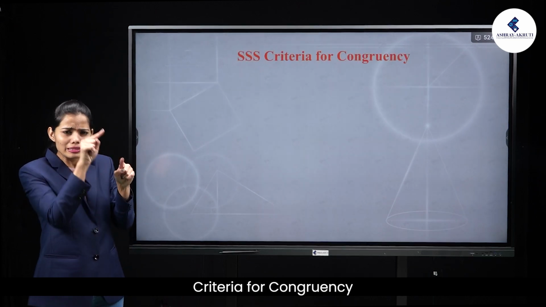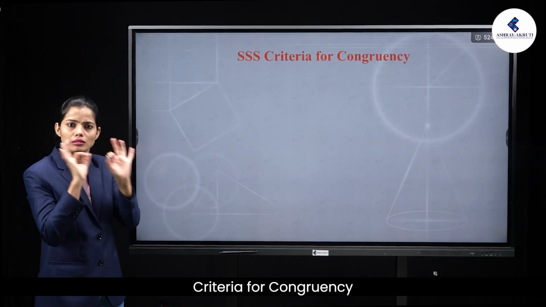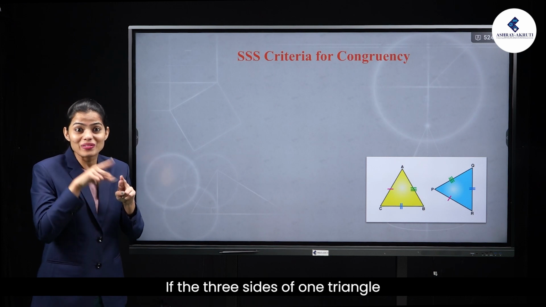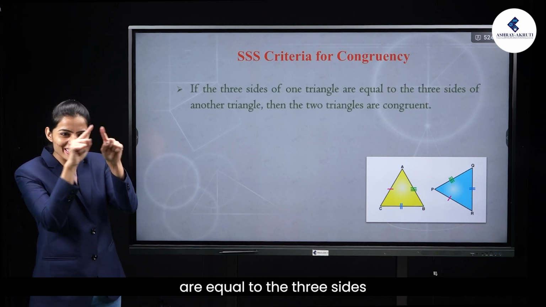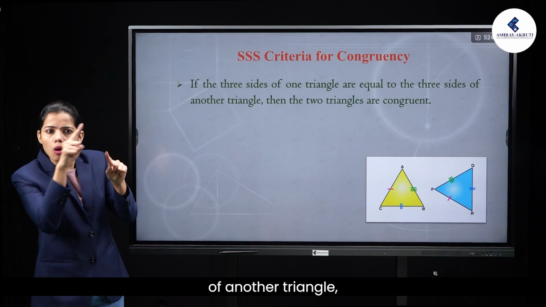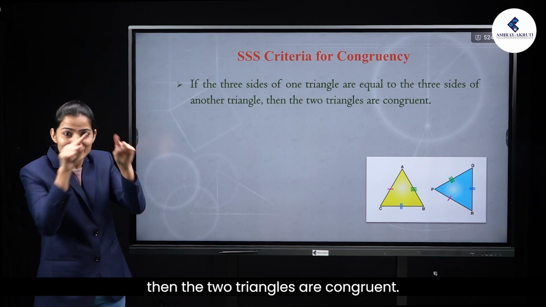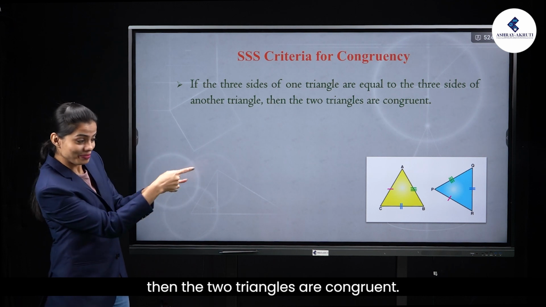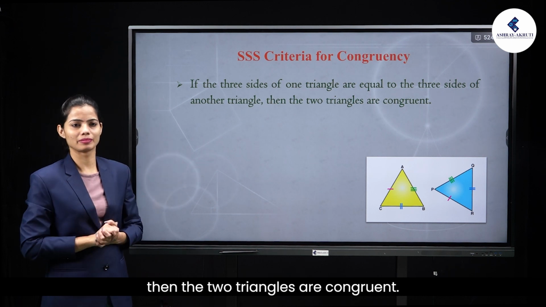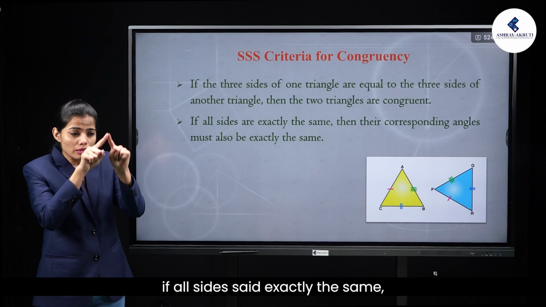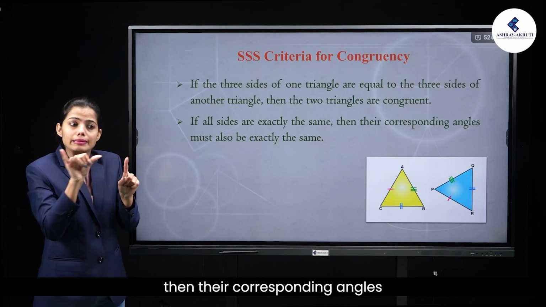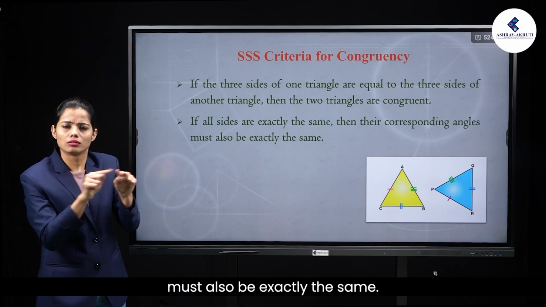Side-side-side criteria for congruency. If the three sides of one triangle are equal to the three sides of another triangle, then the two triangles are congruent. If all sides are exactly the same, then their corresponding angles must also be exactly the same.